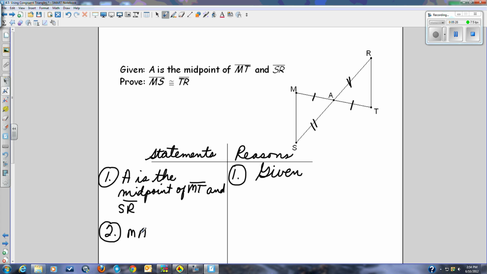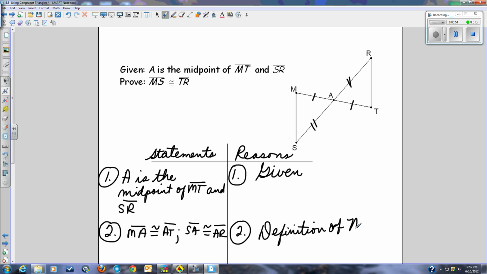We can say that MA has to be congruent to AT, and we'll just put a colon in between them. SA is congruent to AR. And both of those statements are because of the definition of midpoint. A midpoint cuts a segment into two congruent segments.